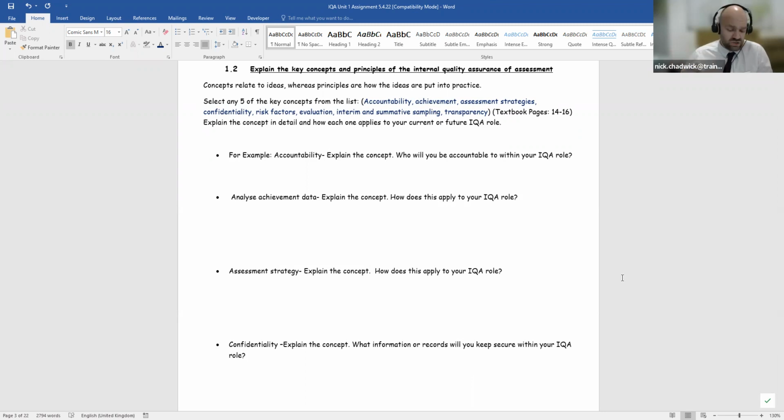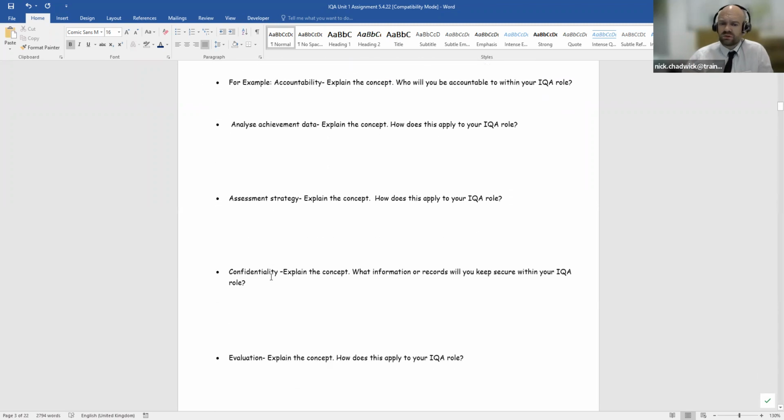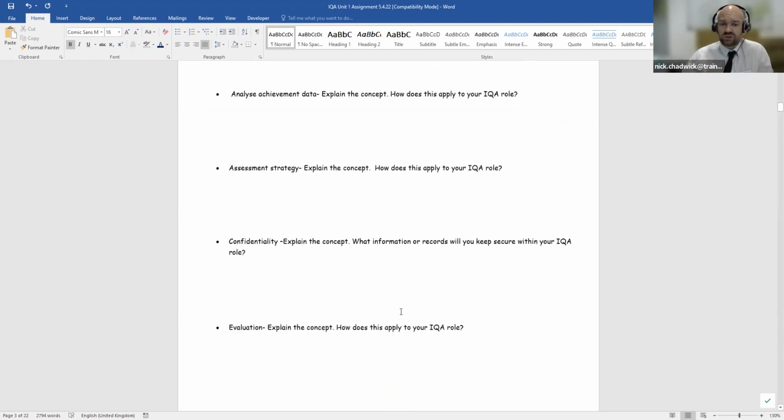And to answer this question, what I'd like for you to do is to pick out any 5 of the key concepts, and I would like for you to explain each one briefly, and to explain how each applies to your current or future IQA role. So we are doing lots of examples within this assignment, of course. So for example, I have picked out my 5 key concepts here. Accountability, to analyze achievement data, assessment strategy, confidentiality, and evaluation as well.